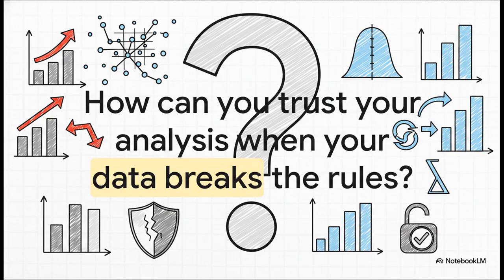data has faced. You've done all the hard work, you've collected the data, and you're ready to build that killer model. But there's a problem. Your data is just not behaving. It's breaking the rules, and that leads to the critical question. How can you possibly trust your conclusions when your foundational data is flawed?